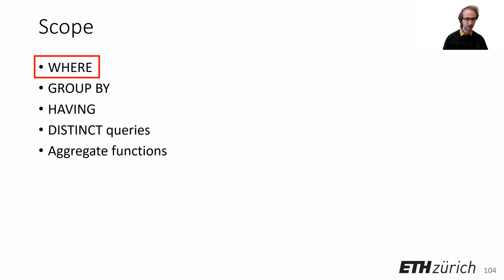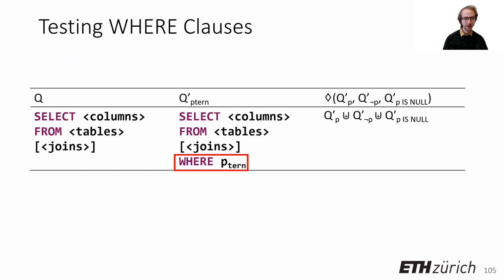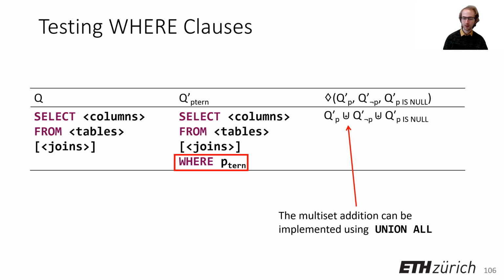So let us look at this in a more structured way. Namely, you can see here when we want to test where clauses, the format for the original query, which you can see in the first column, and the format of the partitioning queries in the second column. So this is instantiated 3 times with the non-negated, negated, and is null version of the predicate. And in the third column, you see the implementation of the composition operator. So this symbol here basically is the multi-set addition, and in our case, this means union all.